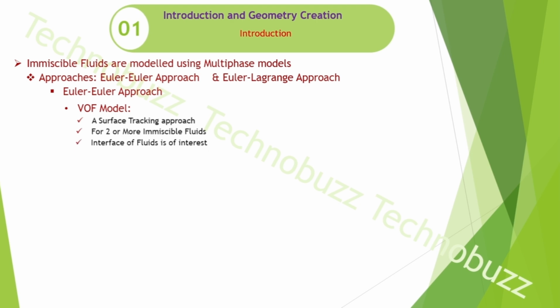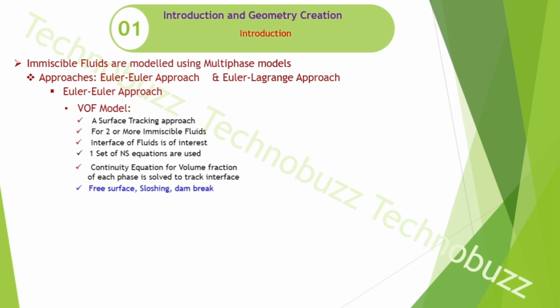This model uses one set of Navier-Stokes equations along with an additional continuity equation to account for the volume fraction of the second phase. So for n number of phases, including the primary phase, n minus 1 volume fraction equations are to be solved. The volume of fluid model can be used for modeling free surface flows, sloshing, dam break, etc.